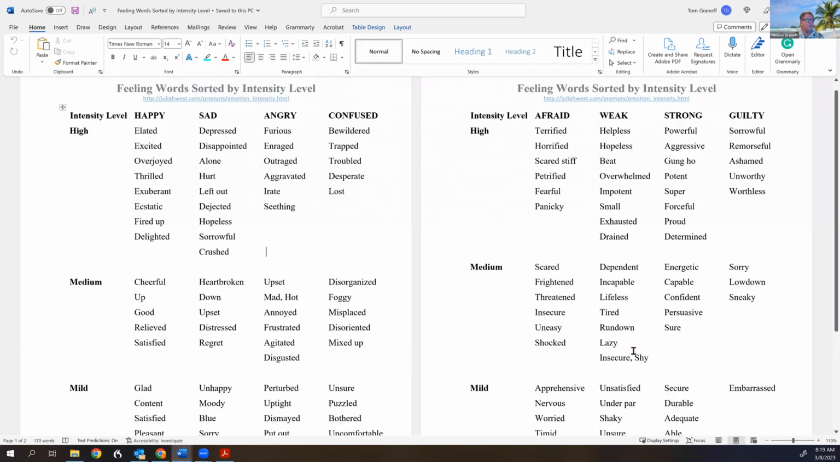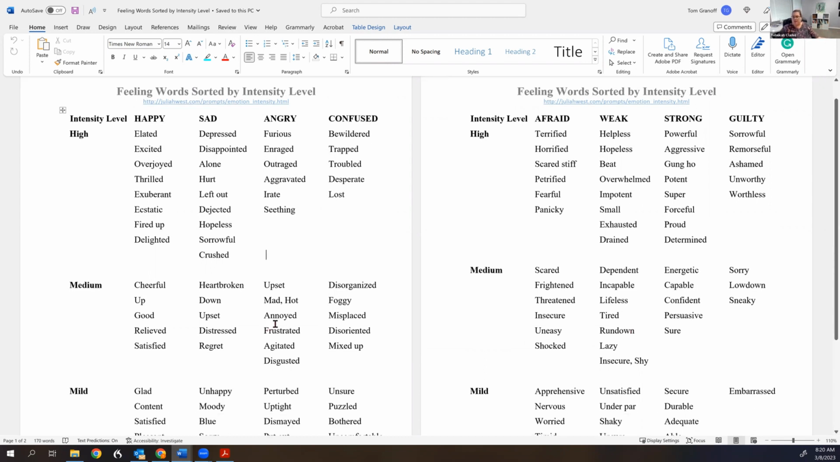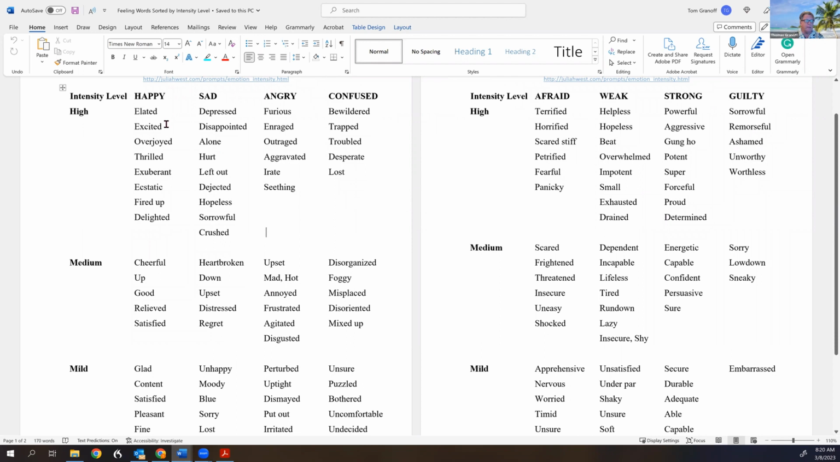And so often what happens with therapists is you say, well, pick the word that best describes how you're feeling. So if you say, I'm happy, then they say, look at this list: how intense is your happiness? Are you elated, excited, overjoyed? Are you good? Are you satisfied, pleasant, fine? So then you can take it to another level of measurement.